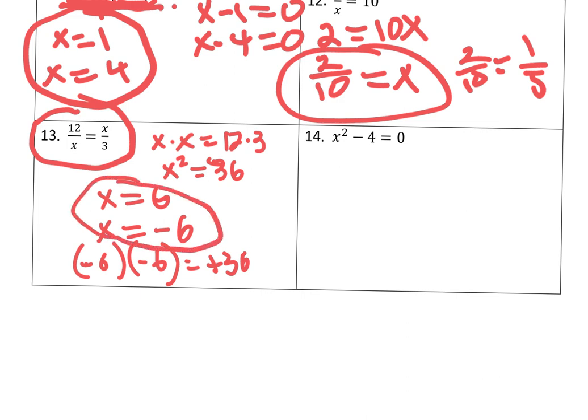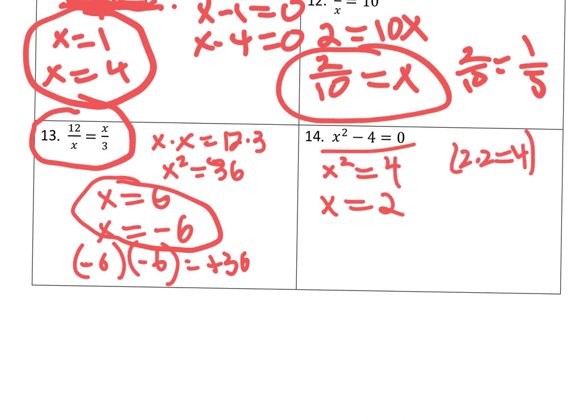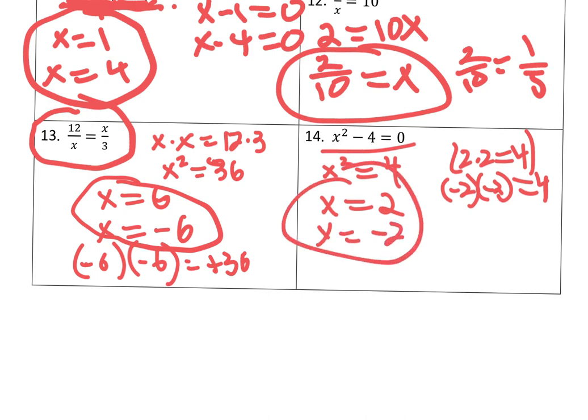Finally, we have this last one where we have x squared minus 4 equals 0, so we'll add 4 to both sides. x squared equals 4. And so x is equal to the square root of 4, or 2, because 2 times 2 is equal to 4. But then just as in the number 13, we also have that -2 times -2 is also equal to 4, so x could also be equal to -2. Thus, we have our two solutions.